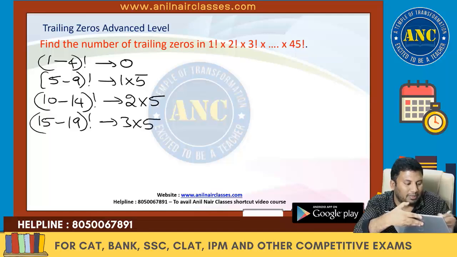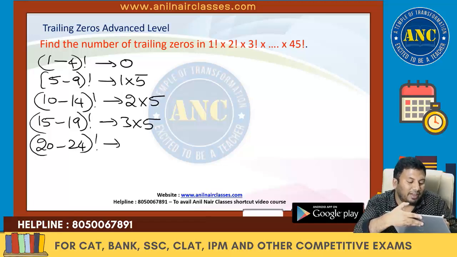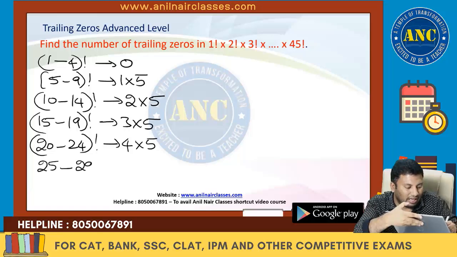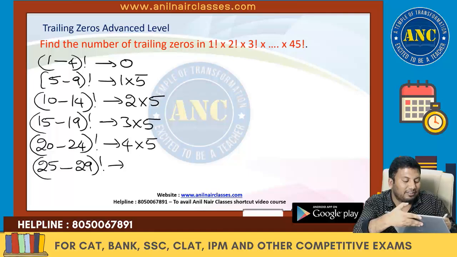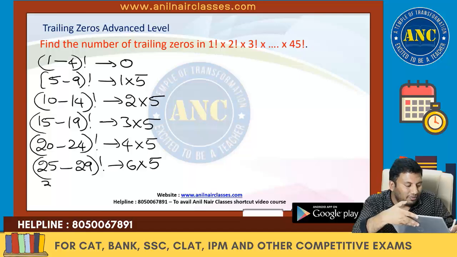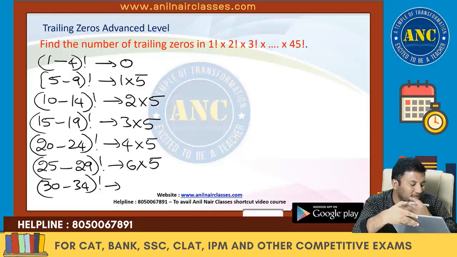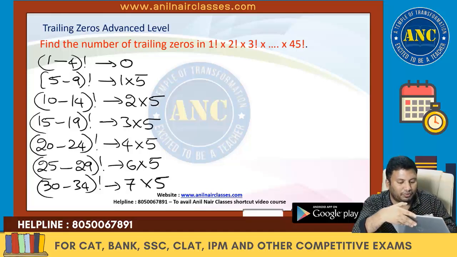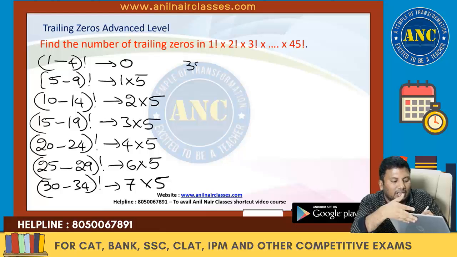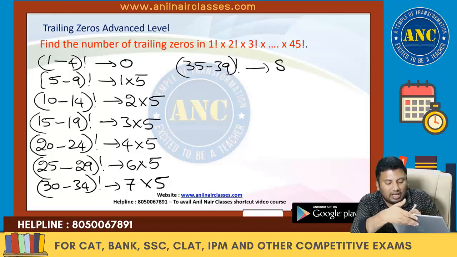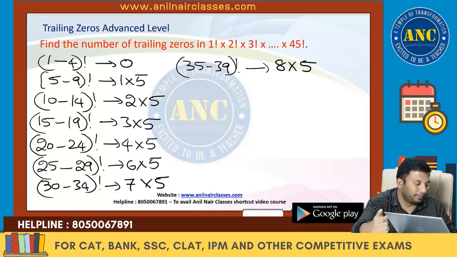Like that, there are 5 numbers. From 20 to 24 factorial, each will have 4 into 5. From 25 to 29 factorial, there are 6 5s. Next one, from 30 to 34 factorial, 5 numbers are there, each will give you 7, so 7 into 5. Next, 35 to 39 factorial, there are 8, so it is 8 into 5.